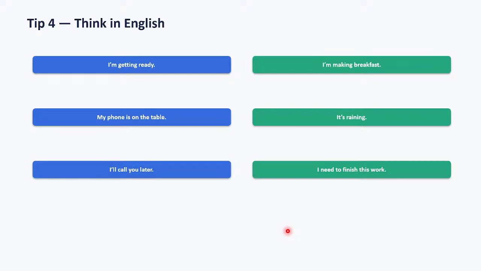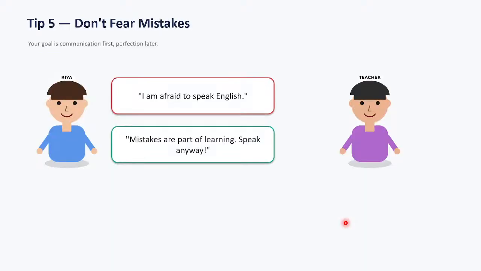My phone is on the table, right? It's raining outside. Nowadays, rainy season is there, so you can use this sentence as well. It's raining outside, correct? So think in English and apply that in your daily life, okay?